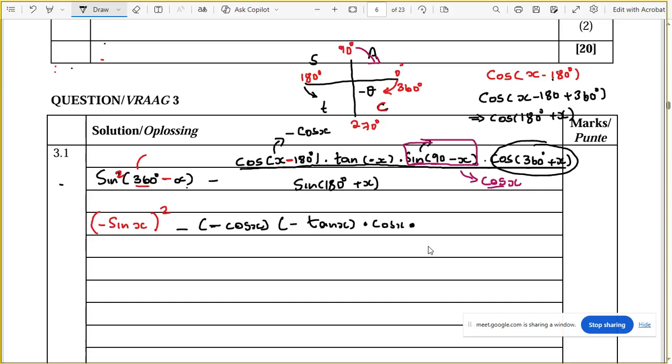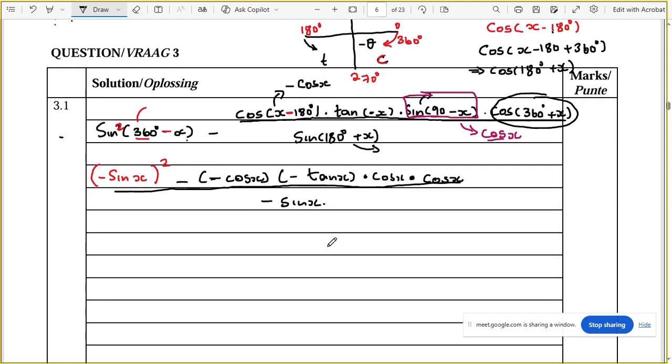Cos x. So this will be the cos of x. Therefore, everything is divided. We're going to divide everything by the sine of 180 plus x, which needs to be reduced also. 180 plus, that's quadrant 3. How is sine in quadrant 3? Sine is negative. This changes to negative the sine x.